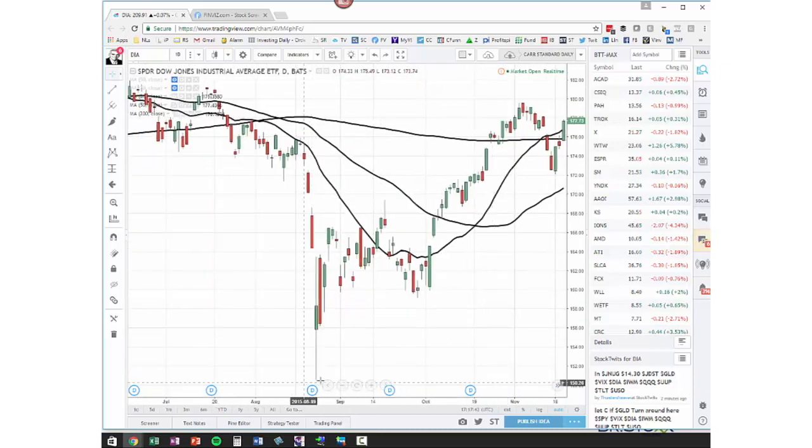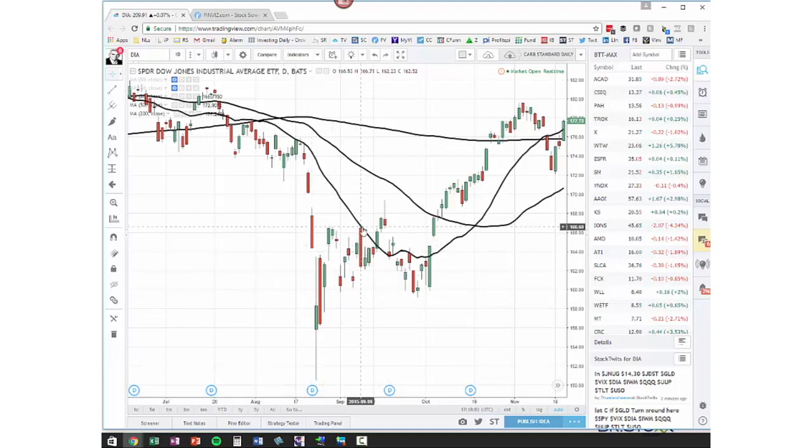When price moves very far away from the mean, here's a good one. This is 150 at the low, and the mean was 174. That's 24 points below the mean. You know you got to buy that. You have to buy that because that's going to snap back into the mean very quickly, and it does.